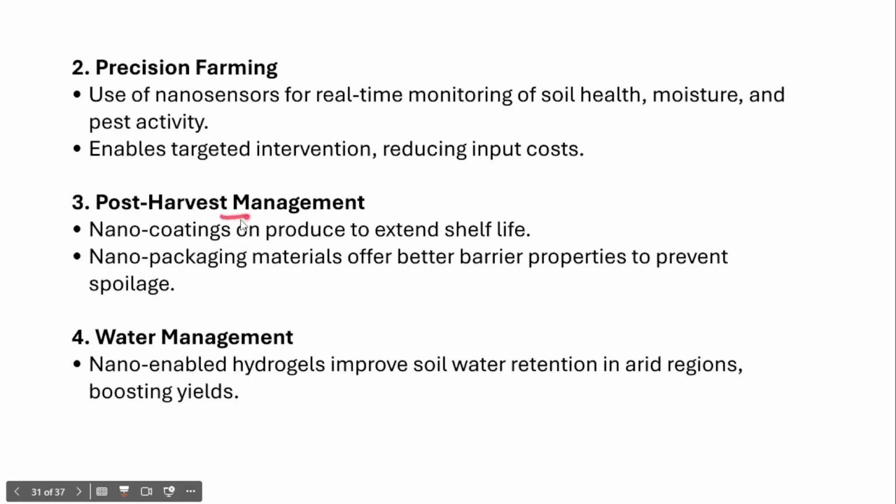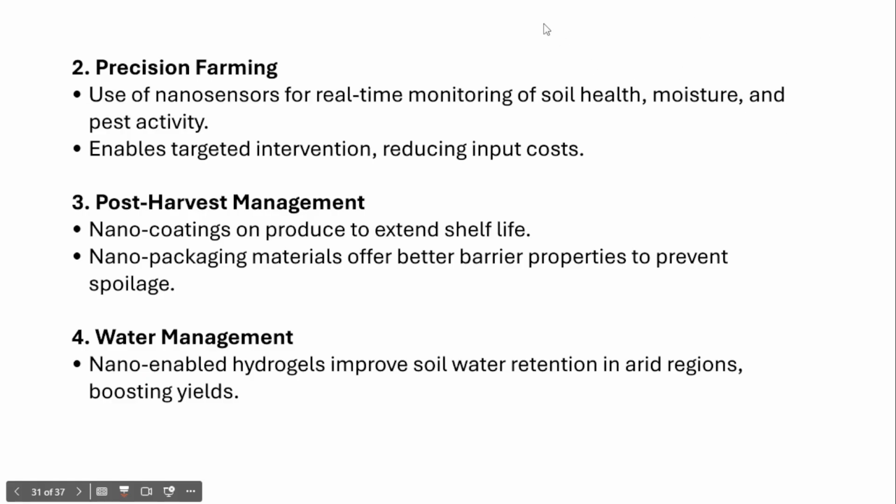And then we need to talk about post-harvest management, because nano coatings on produce extend the shelf life of the agricultural produce, and even nano packaging materials can offer better barrier properties to prevent the spoilage of the agricultural produce. And apart from that, we should also talk about water management, because nano-enabled hydrogels can improve the soil water retention in arid regions, and they will further help boost the agricultural yields, so that we can also deal with the lower productivity of the agriculture sector.